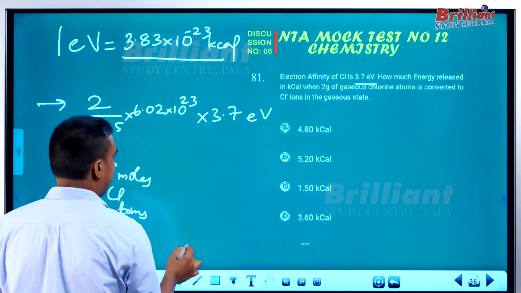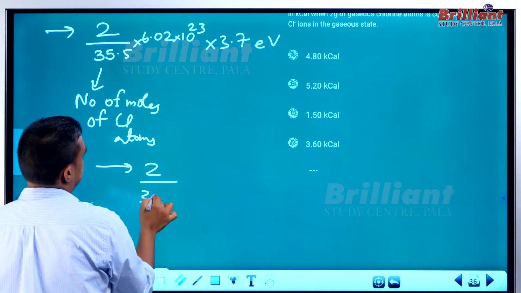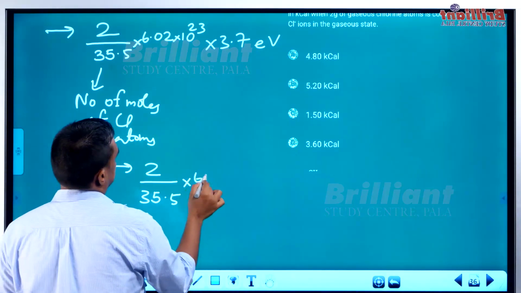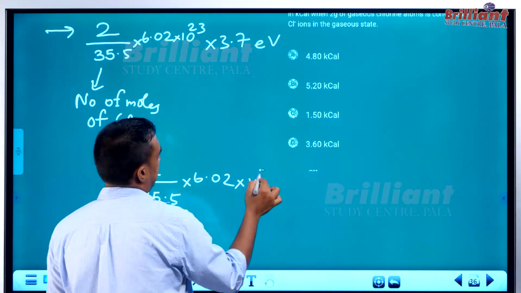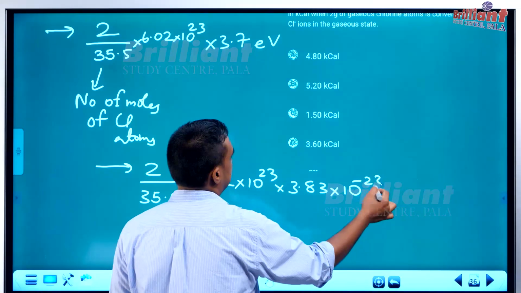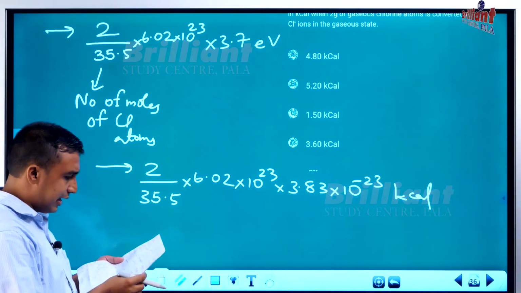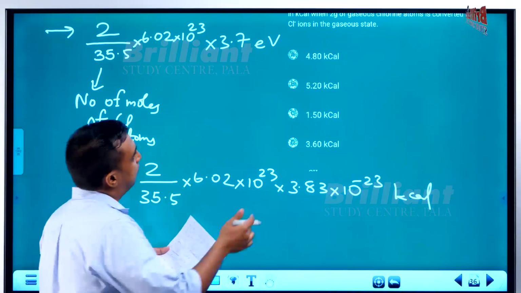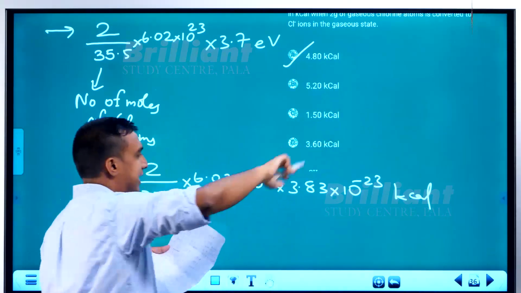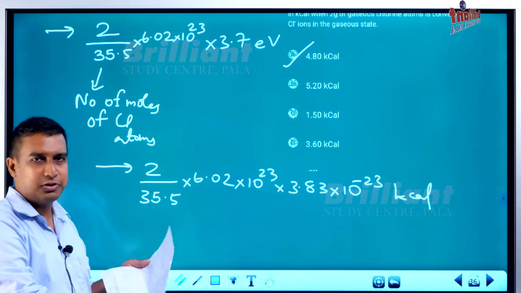I can write the energy as 2/35.5 into 6.02 into 10 power 23 into 3.83 into 10 power minus 23 kilocalorie. If you solve this, you will get the answer for question number 81. The answer will come as A. Multiplying it out is something you can do yourself. I hope you got the idea. Coming to the next question.